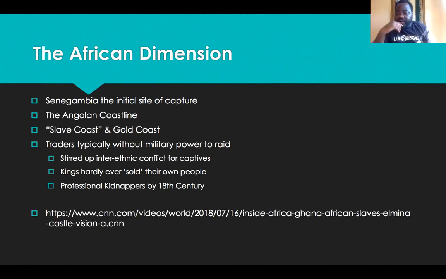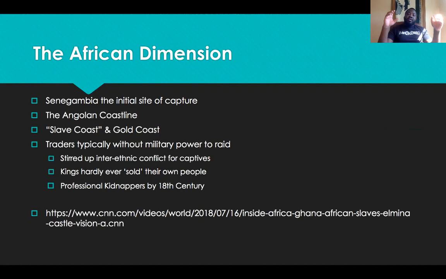Then by the 1500s, the Dutch, the French, the English, the Danish, and other Europeans got more and more involved. The Spanish got more and more involved in the slave trade. So they found other spots along the coastline, right? So there's the Angolan coastline, as well as the Slave Coast, which is in Nigeria, and then the Gold Coast is Ghana. So these all became spots where people were taken into enslavement as well. 20,000, 30,000, 40,000 people at a time being captured into these places.